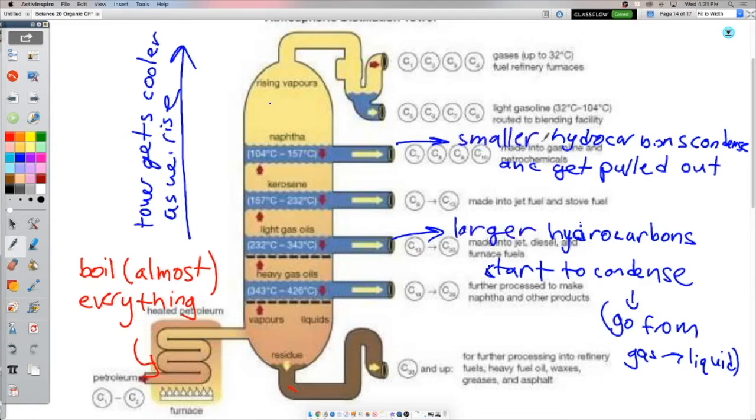Okay. And then up here, the lightest hydrocarbons, or the smallest hydrocarbons, even now start to condense out. Now, remember, some of these, even at like minus 180 or whatever, would still be a gas. So those will never obviously turn into a liquid in this thing, but that's okay. We can just collect them at the top as gases, right? Collect the smallest ones like methane and ethane and propane and even butane. Just collect those as gases. And then if you want, you can refine them through other processes.